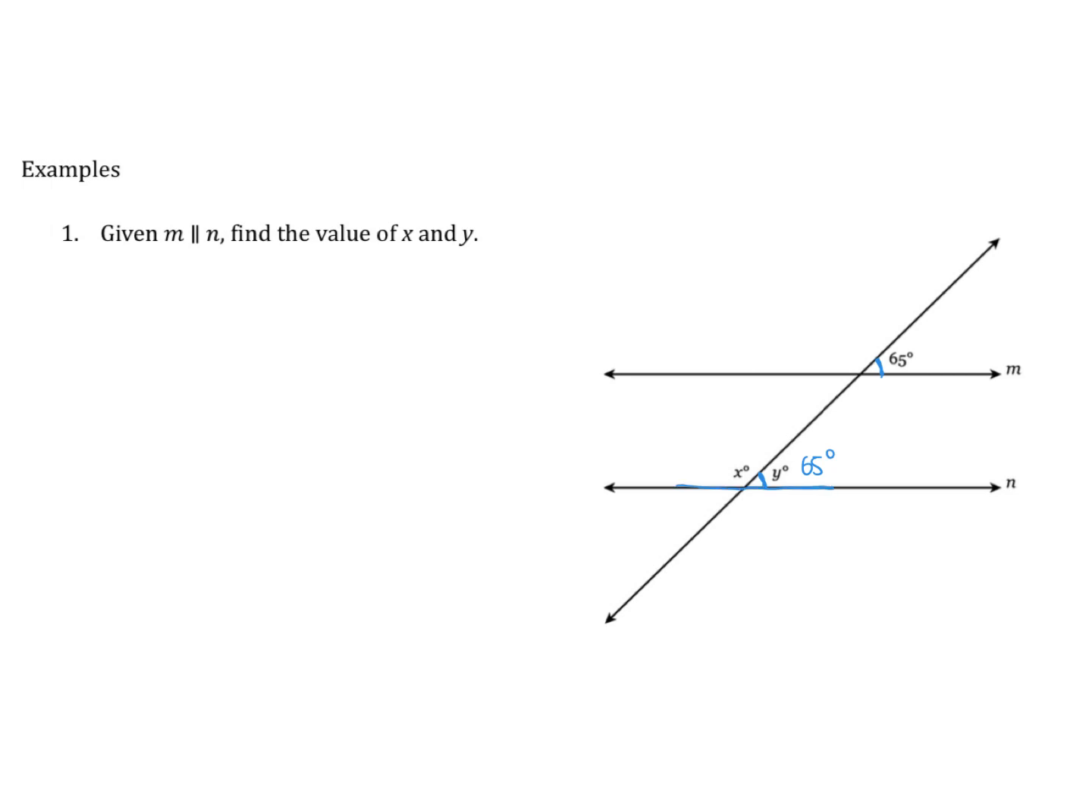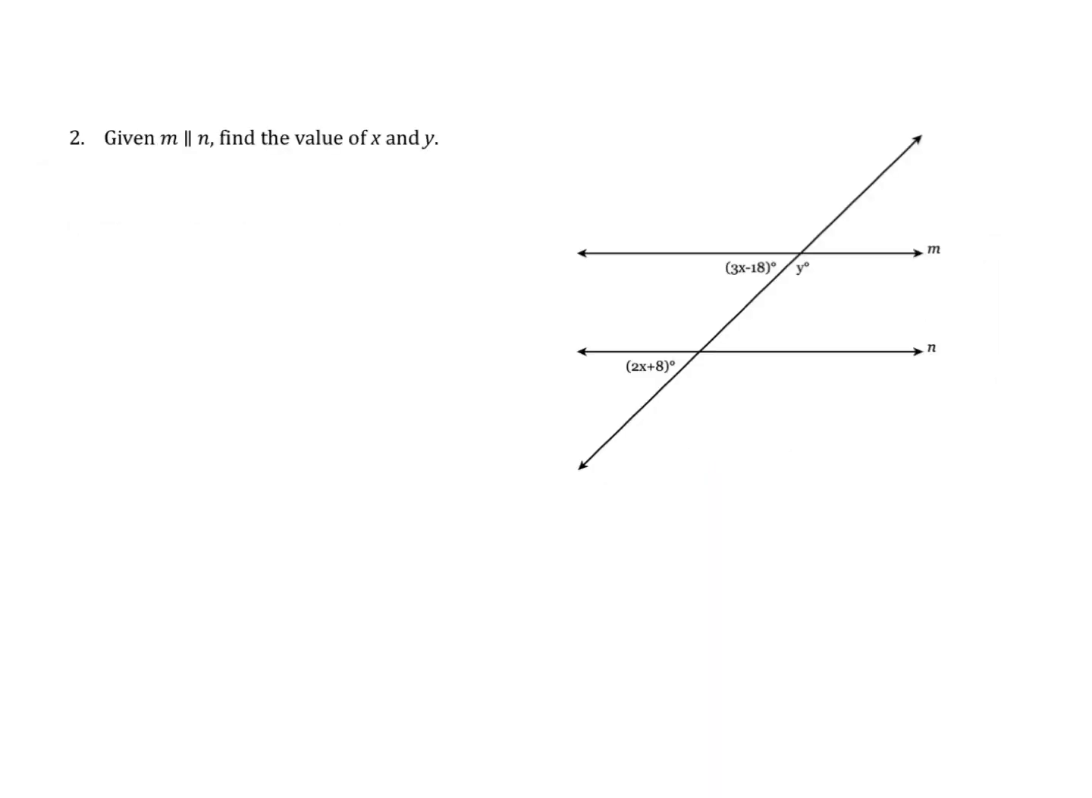Now to find the measure of angle X, the 65-degree angle and X form a straight line. That means those two angles are supplementary, or they add to 180. So if I do 180 minus 65, we get 115. So X is going to be 115 degrees. So we would say X equals 115 and Y equals 65.